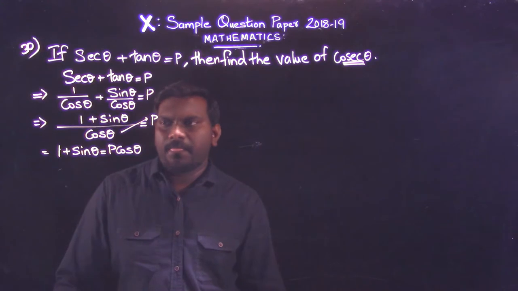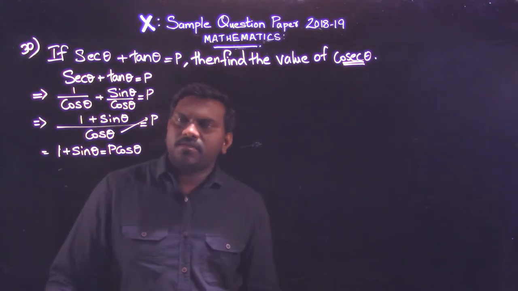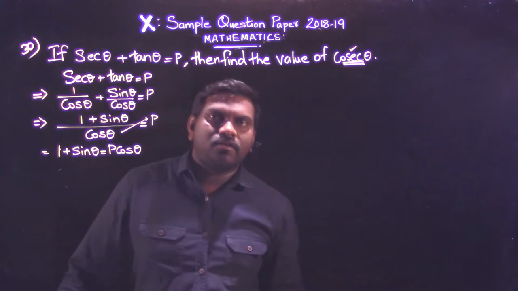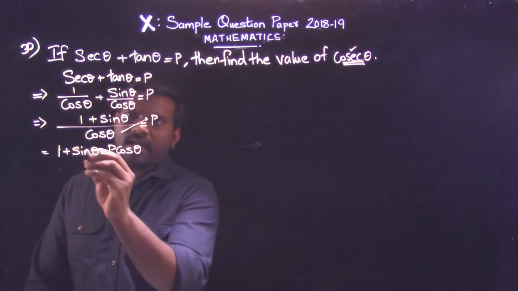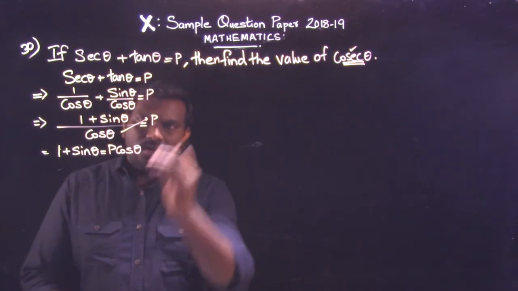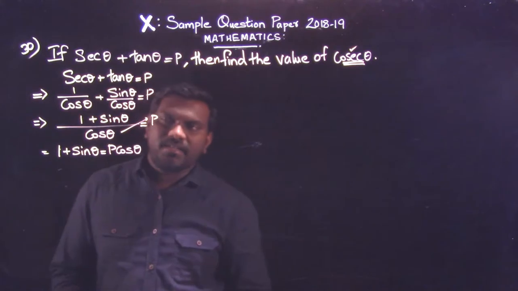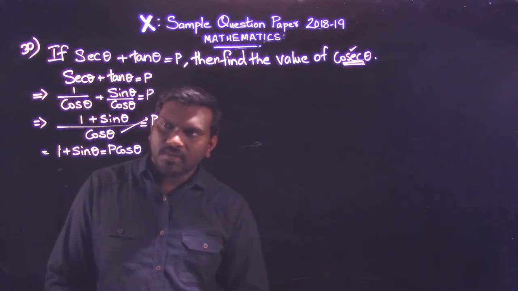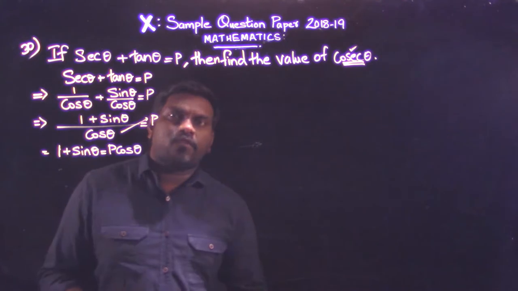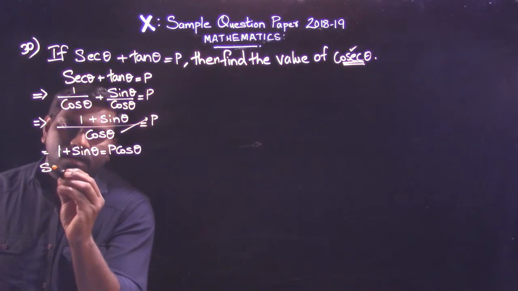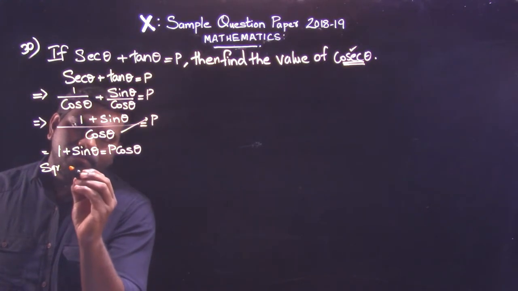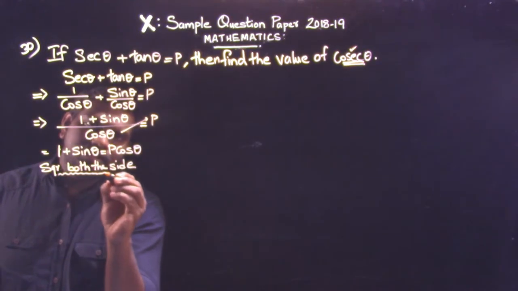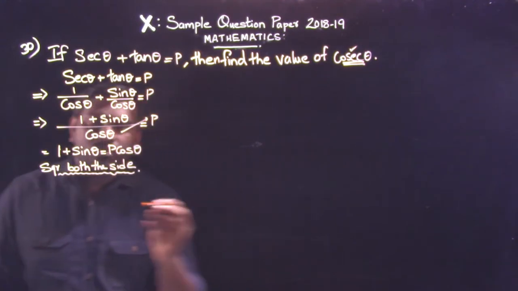Now one thing I want to tell you, when you reach this place, students normally have a tendency, since you need to find the value of cosec theta, to think: sine we have here, 1 we substitute to the other side, and we will just write the 1 by that sine theta, and we feel like, okay, that is the value of cosec. No, it's not like that. Now it should be brought to a quadratic form. So for that reason, what I'm gonna do here is square both the sides. If I square both the sides, what will I get?